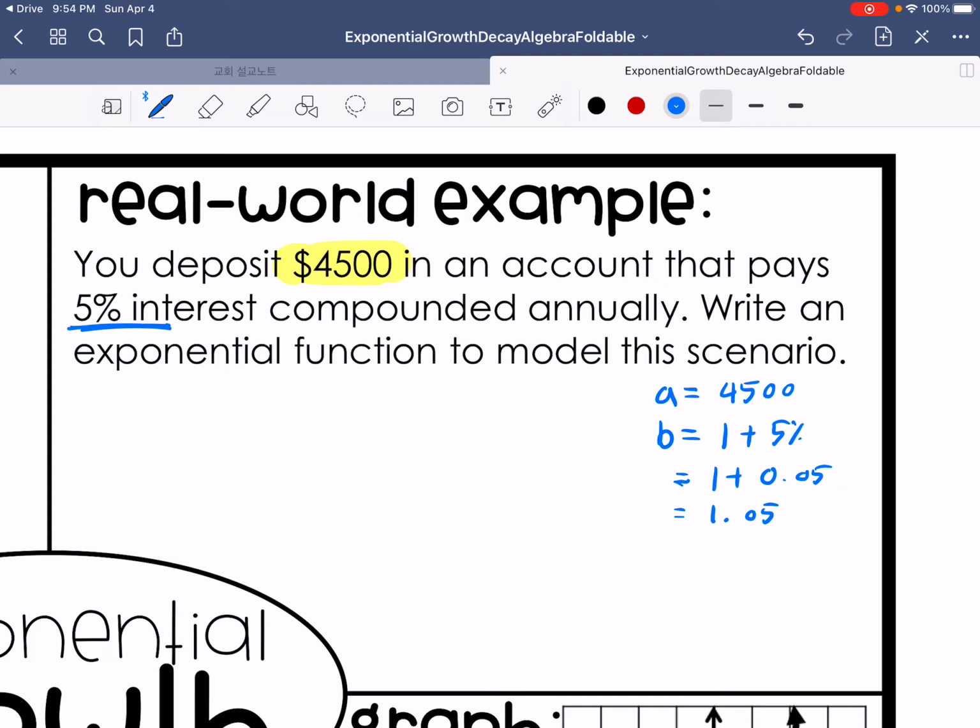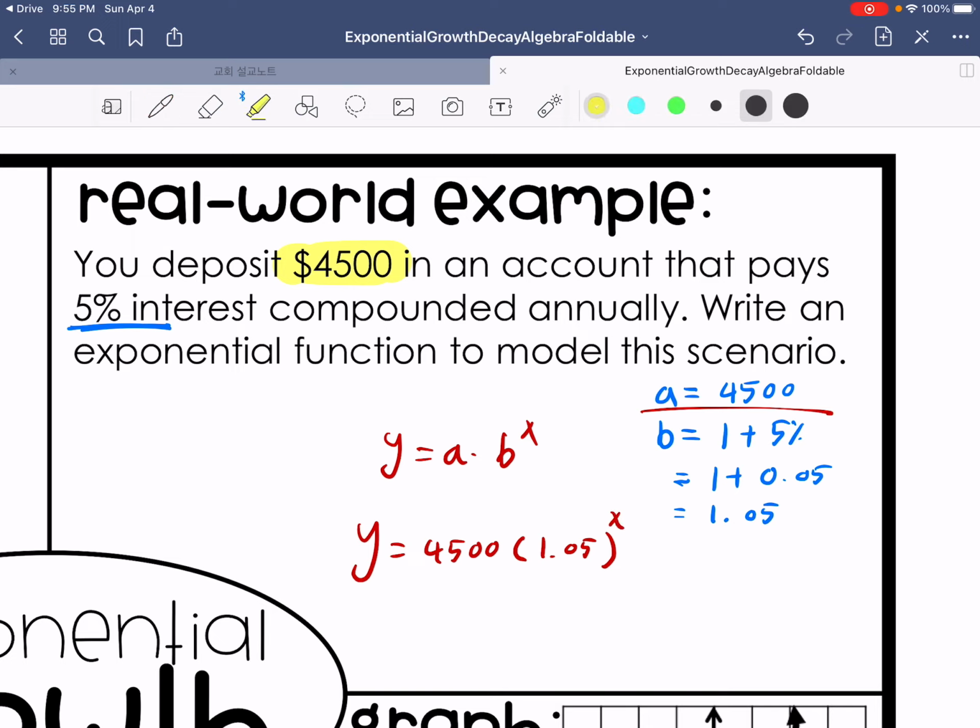All right? So we got everything, like y equals a times b to the x power, right? So let's put this one in. Instead of a, we're gonna put 4,500 because 4,500 is our initial value, and our base is gonna be 1.05. Again, our base is greater than 1, right? Bigger than 1. So that's increasing. So here we go. This is going to be our equation. Okay.